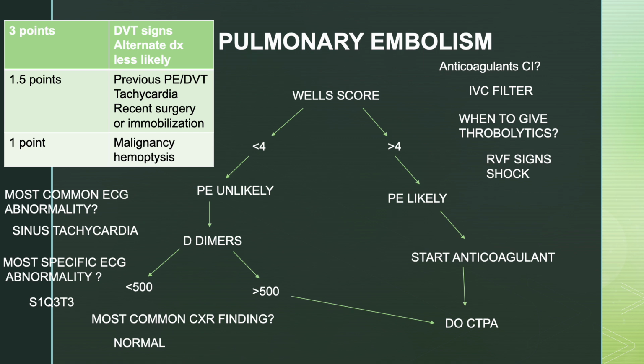The last thing they may ask is, what if you cannot do CTPA? For example, let's say the patient has renal failure, or the patient has some contrast allergy, so you cannot do CTPA. What do you do? VQ scan.